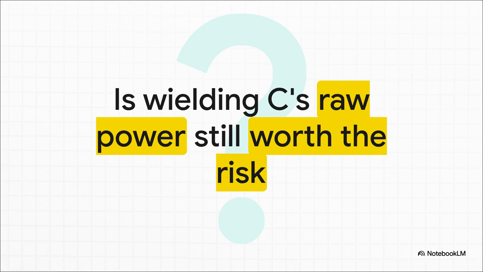And all of this brings us to one final big question. I mean, today we have all these languages that are simpler, they're safer, they manage memory for you, and they protect you from making these exact kinds of mistakes. So you really have to wonder, in our modern age, is wielding C's raw, unfiltered power still worth the risk?